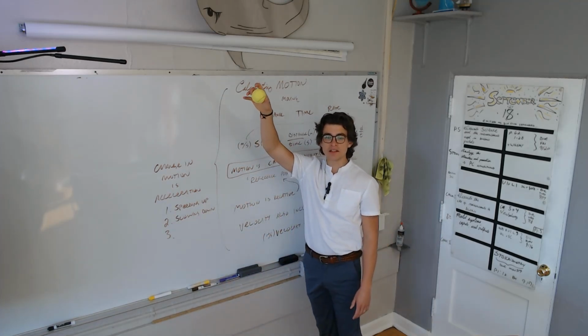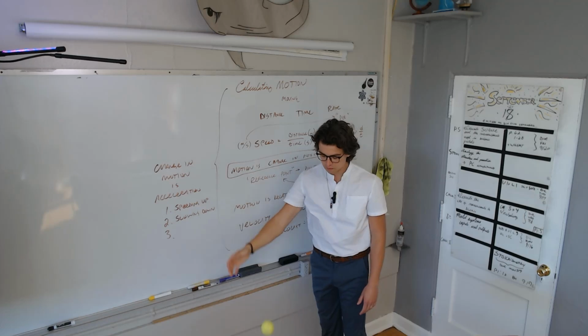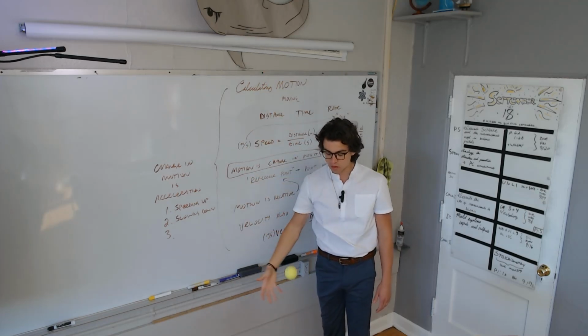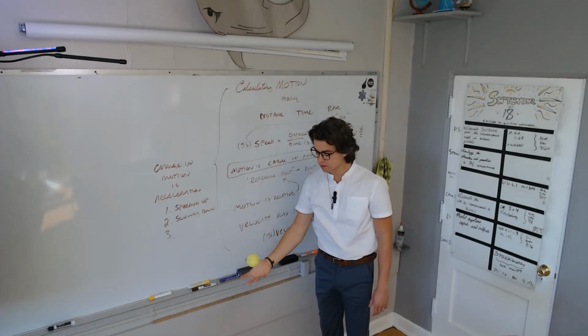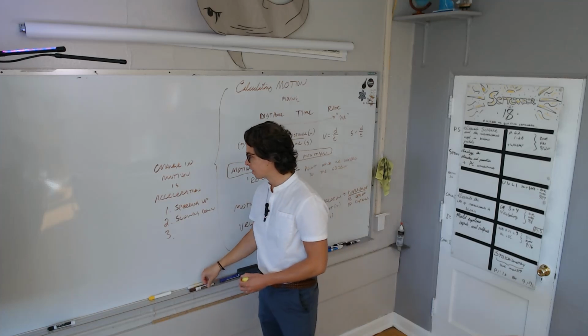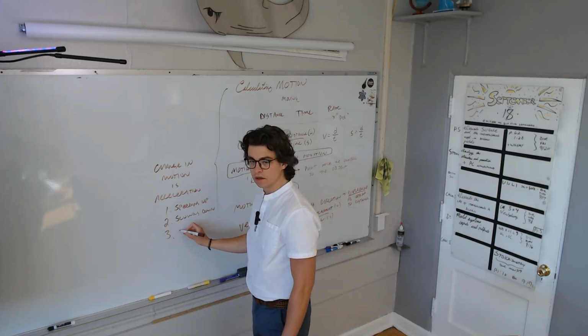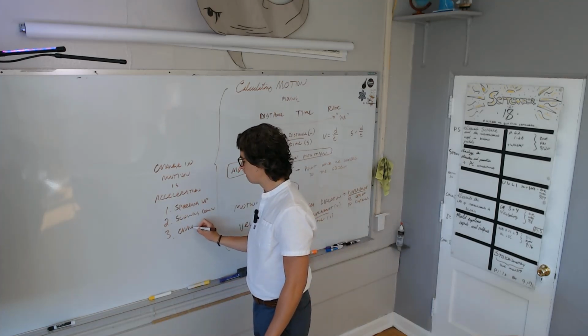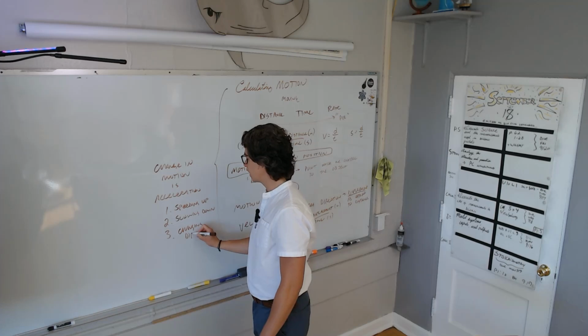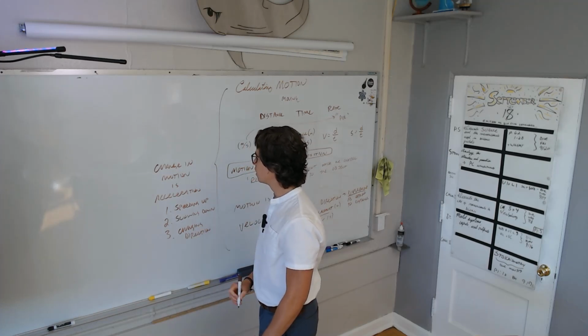And right when it hits, what does it do? Right now it's moving down, and then it switches to moving up. So that's another way that motion can change. It's another kind of acceleration. What do we call that one? Changing what? Direction. Yeah, good job. Change in motion is acceleration.